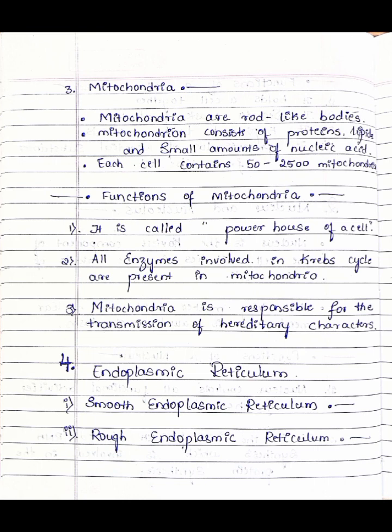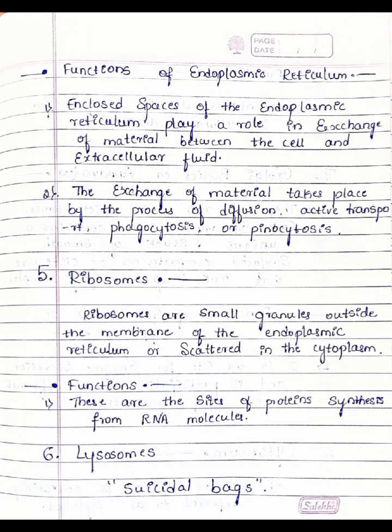Fourth, endoplasmic reticulum. Smooth endoplasmic reticulum and rough endoplasmic reticulum. Here, functions of endoplasmic reticulum: enclosed spaces of the endoplasmic reticulum play a role in exchange of material between the cell and the extracellular fluid. Second point, the exchange of material takes place by the process of diffusion, active transport, phagocytosis or pinocytosis.